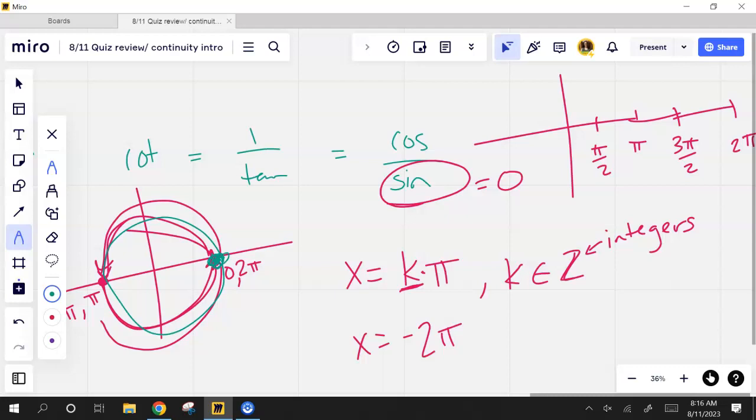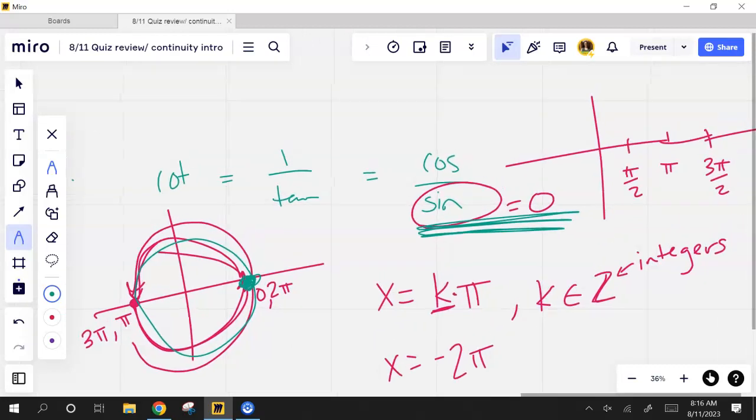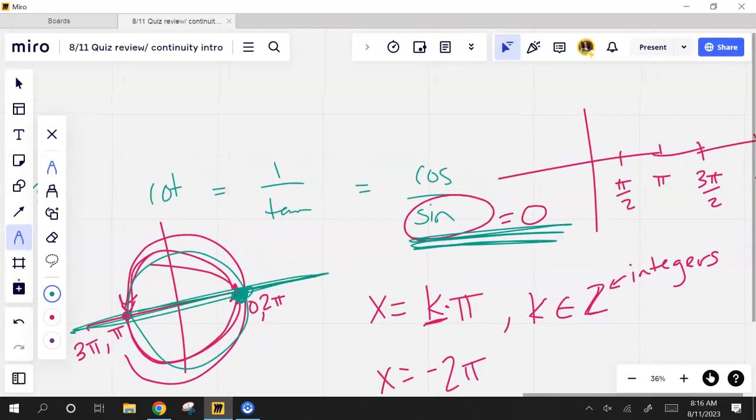What's the sine at that green point right there? 0. Remember, that's what I'm looking for. I'm looking at every place on my unit circle that sine is 0. Sine is the y, so it has no height. The only place my circle ever has no height is right here on the x-axis.